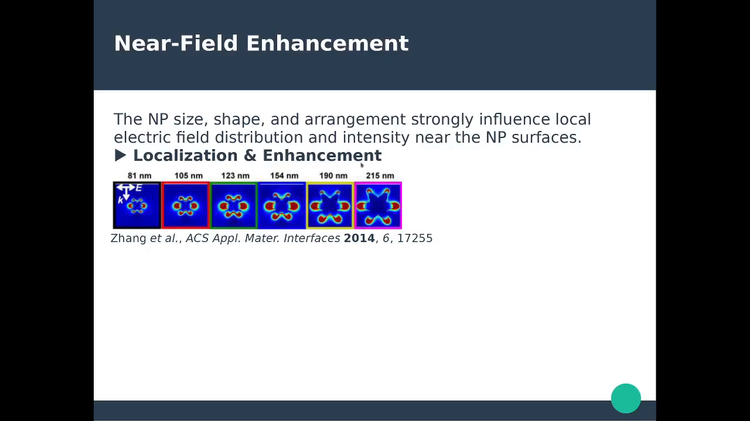So if you look at, for instance, this example of gold nanostars, where you have very pointy arms, when you excite those nanostars of different sizes with light which is polarized along a given direction, you see they have a very strong local electric field enhancement close to the tips. So you have very localized regions, just a few nanometers, where you have very strong localized electric fields that are 100 times or 1,000 times more intense than the incident field. So you're really concentrating the local electric field close to very sharp features.